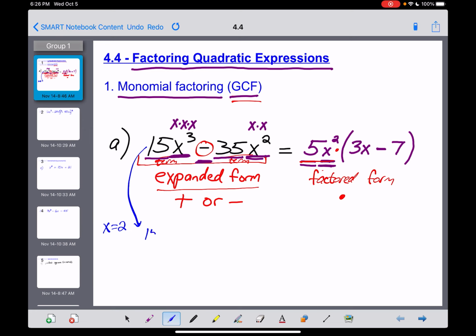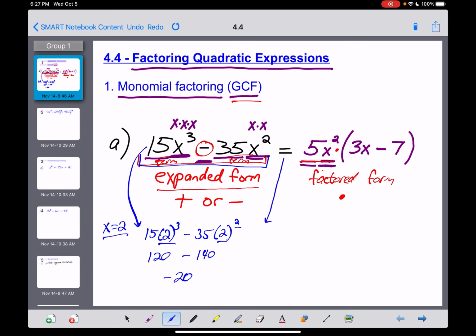I just want to prove to you that this works. The original expression is 15 times 2 cubed, minus 35 times 2 squared. All right, guys, 2 cubed, 2 times 2 times 2 is 8. 15 times 8 is 120. Minus 2 squared is 4. 4 times 35, I believe, is 140. And 120 minus 140 is negative 20. So that's the value of the original expression when we let x equal 2.